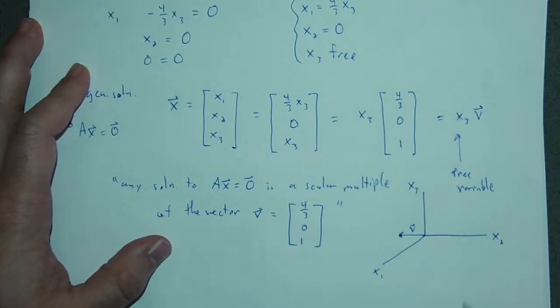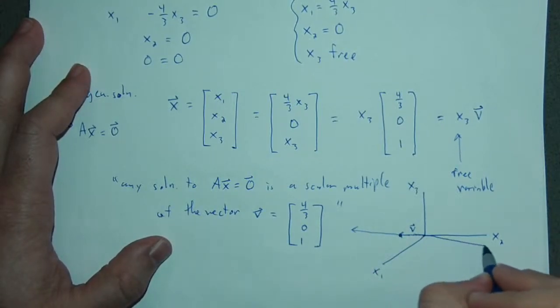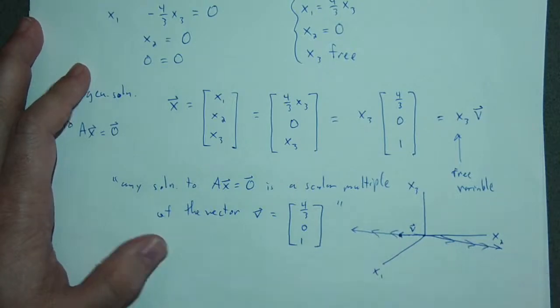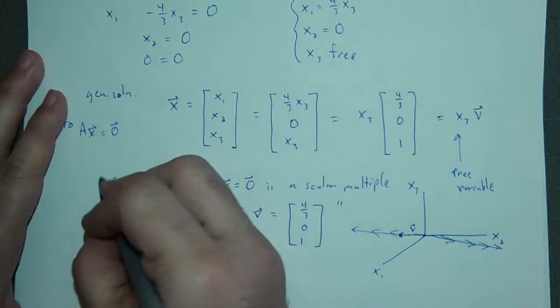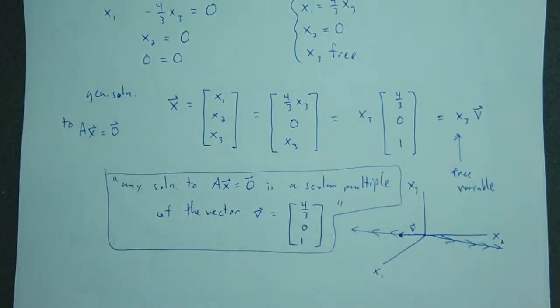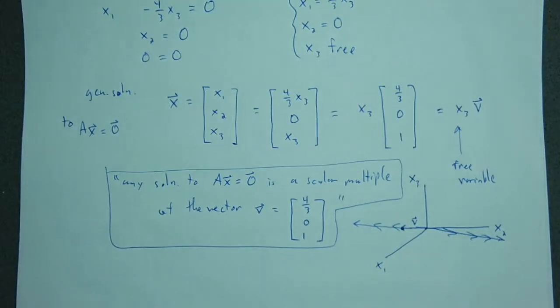And then any solution lies on this line, right, in space. So geometrically, this is what's going on, but it's kind of better intuitively to just think about it as any solution is a scalar multiple of that vector. Okay. All right. So that's how this works.